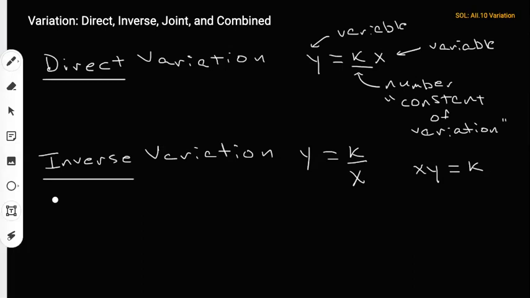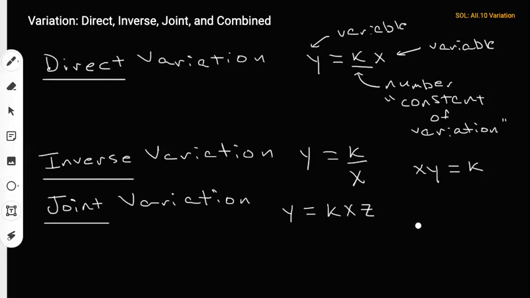The third type that we're going to talk about today is joint variation. Joint variation. Now, joint variation is a little bit different from the first two because it's going to actually have three different variables instead of two. So the formula for joint variation is going to be y equals k times x times z. So you have x, y, and z as variables, but k as a number or a constant. Notice that in joint, all three are multiplied by each other. So we have k times x times z.